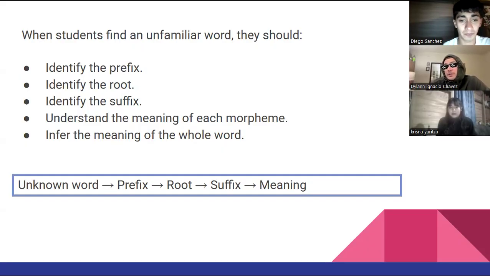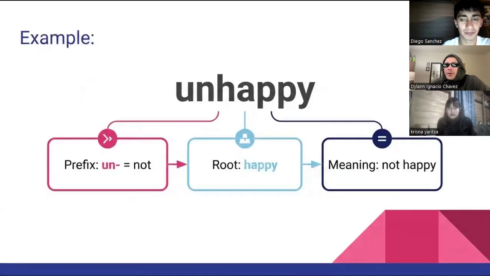Once students understand the meaning of each morpheme, they combine them to infer the meaning of the complete word. In this case, unemployment means the state of not having a job. This example shows how students can analyze the structure of a word and use that information to understand vocabulary they might have never seen before. As a result, they become more independent readers and improve their morphological awareness.